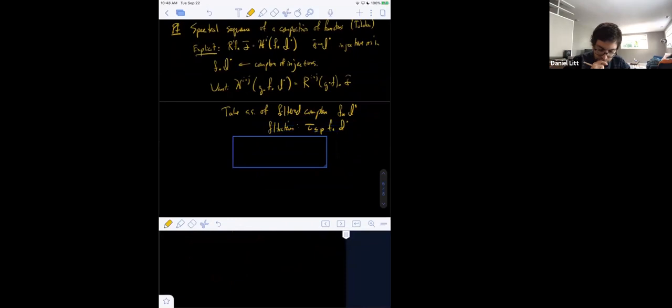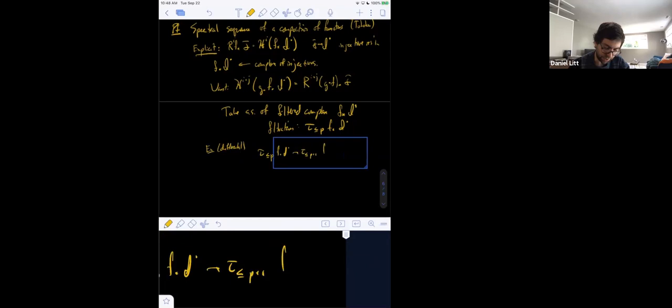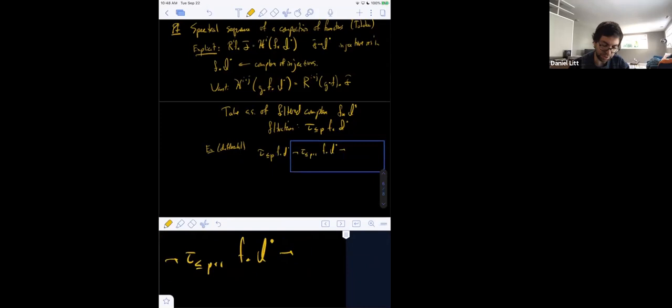Great. So let me be explicit about one of the differentials. Here's an example of a differential. You can take tau less than or equal to P of F star I bullet. This maps to tau less than or equal to P plus one of F star I bullet. And this maps to H, I guess P plus one, I think, of F star I bullet in some degree.